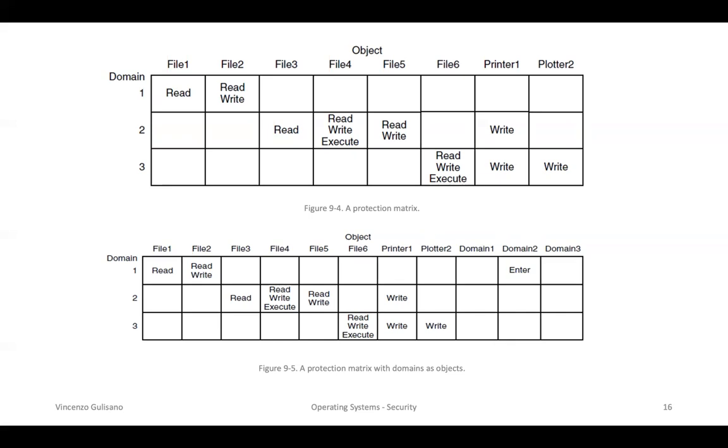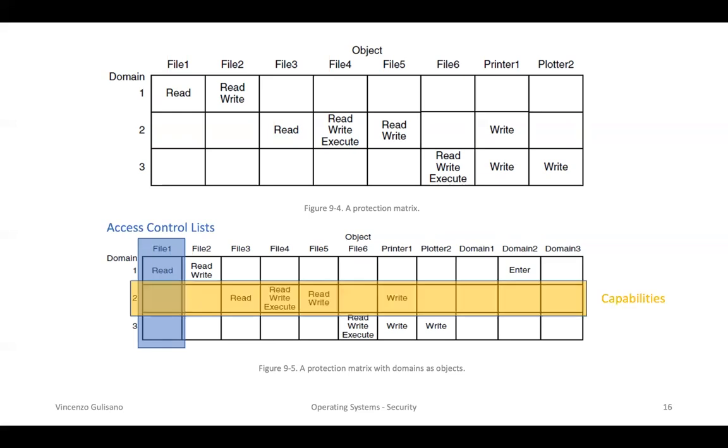If we store information per column, we are then referring to access control lists. If we do it per row, we are referring to capabilities. We will cover both in the following videos.